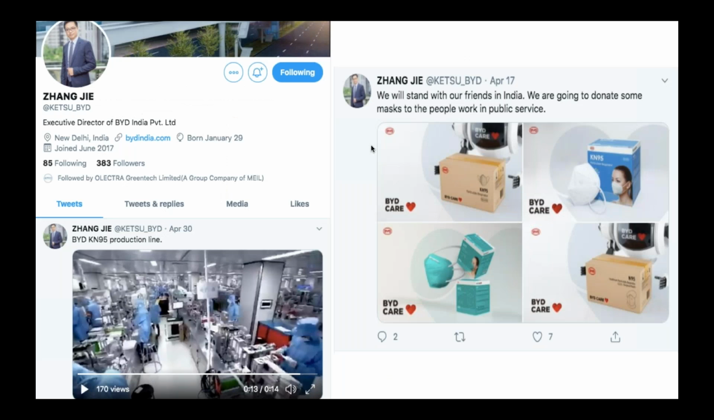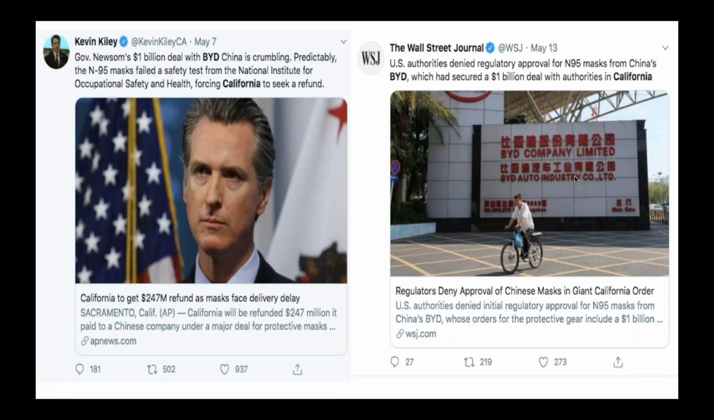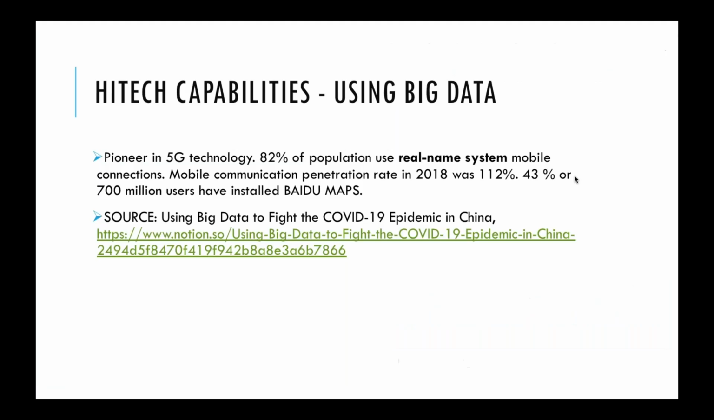Here is an example of a Chinese company called BYD, an electric vehicle and battery manufacturer, which changed over to start manufacturing masks and other essential items. I had some other comments here, but I'll skip this. A final point that I want to make here is about the capability and the Chinese use of big data.